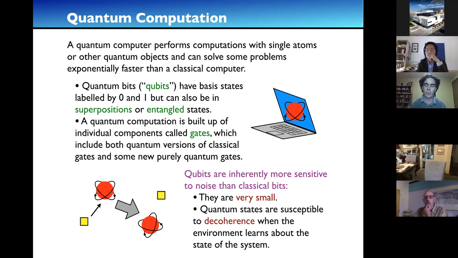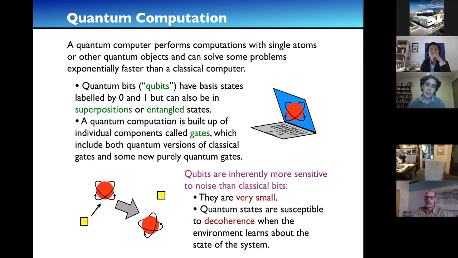The problem with building a quantum computer, or the biggest difficulty, is that qubits are inherently more sensitive to noise than classical bits for two reasons. So one is that they're very small. So of course, that means that anything that's floating by in the environment that gives it a little bump is very likely to change the state of the qubit, whereas a bigger classical bit is more robust. It needs a bigger hit before it changes its state. But that would apply even if you made classical bits out of single atoms. And qubits are even more sensitive than that, because they're subject to something called decoherence.